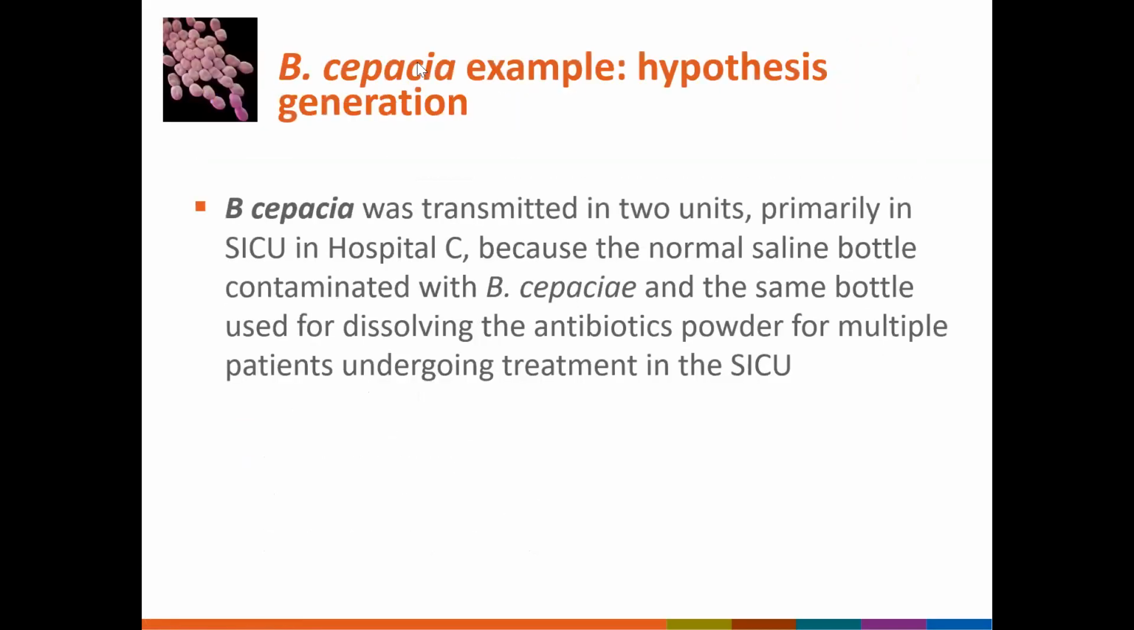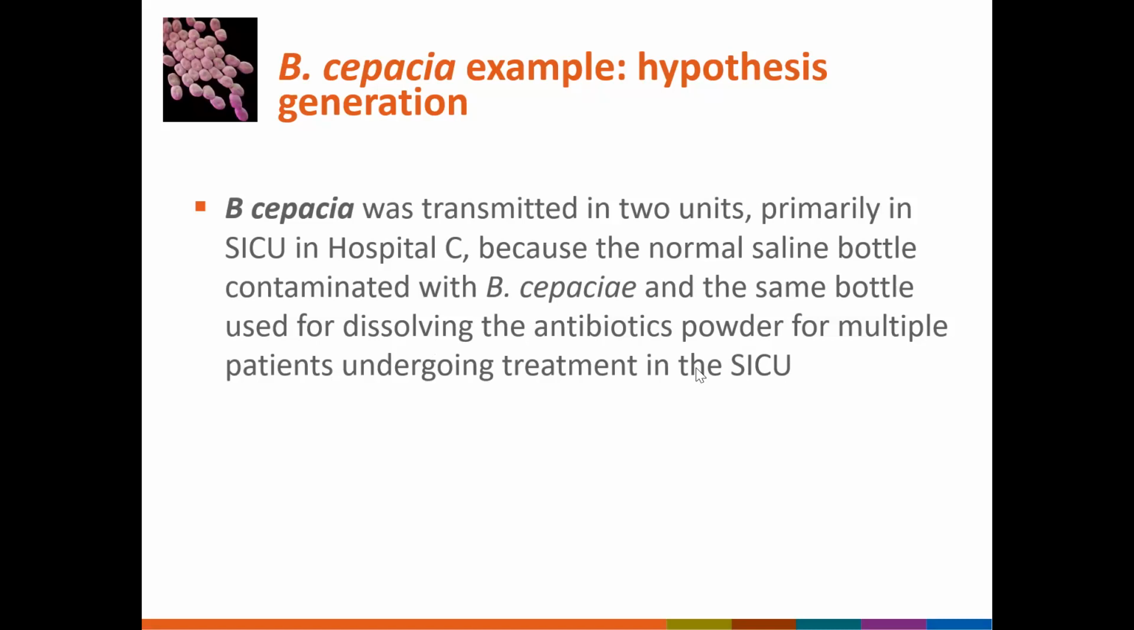So let us see the hypothesis generation of the Burkholderia cepacia example that we have seen. Here the hypothesis was that Burkholderia cepacia was transmitted in 2 units, primarily in the surgical intensive care unit in hospital C, because the normal saline bottle was contaminated with Burkholderia cepacia and the same bottle was used for dissolving antibiotic powder for multiple patients undergoing treatment in the surgical intensive care unit.